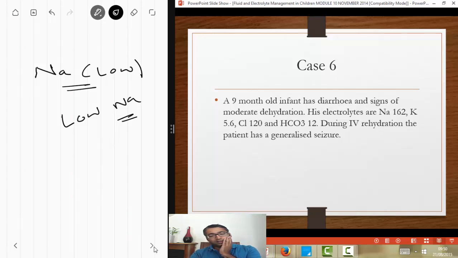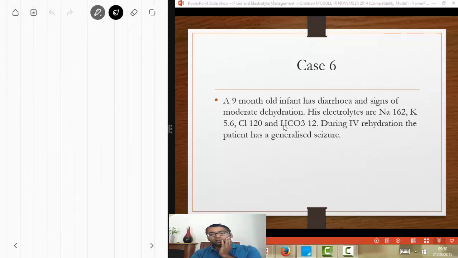So this is a 9-month-old child who has got diarrhea and vomiting and has got moderate dehydration. So sodium is 162. So this is a child with hypernatremic dehydration. Potassium is 5.6, bicarb is 12. So that's quite low bicarb. So that makes me a little bit worried. So the child's probably very dehydrated. So someone's gone on to treat this child, and when the child's being treated, the child has a seizure. Why do you think that's happened?